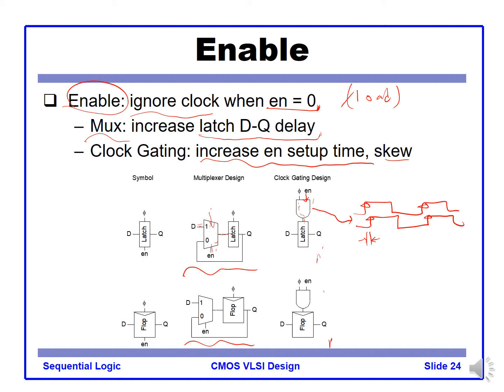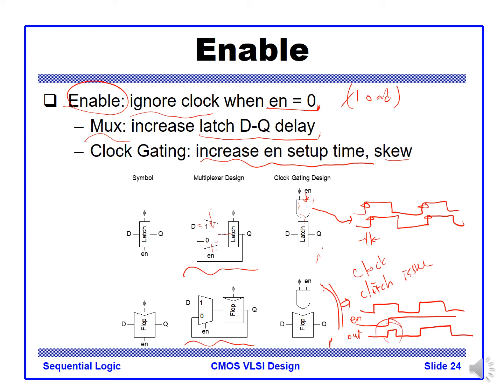Also, this kind of implementation has the clock glitch issue. For example, when the clock is coming in, the enable and disable signal happen like that. The output clock will be like this, right? This kind of clock glitch, a very short, narrow clock pulse, will make the flip-flop behave wrong. So we must avoid that.